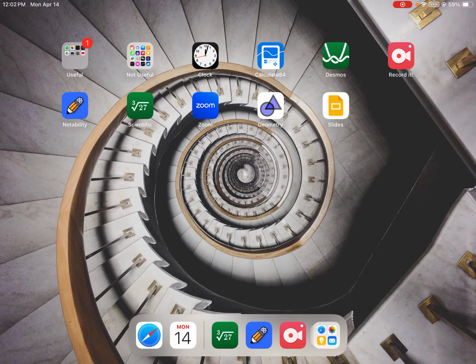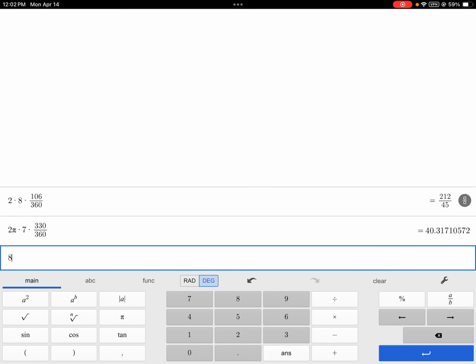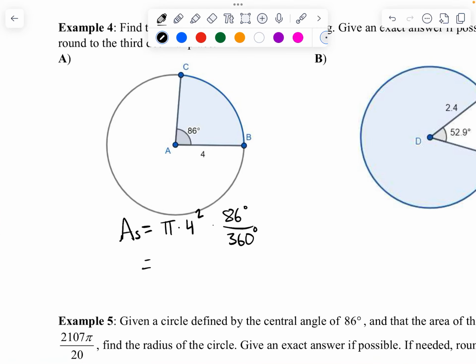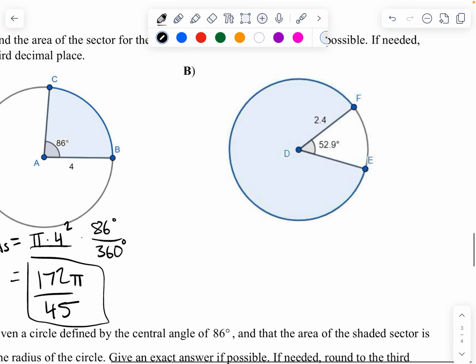So I'm going to go back and I'm going to say, okay, we have 86 of the 360. We're timesing that by 4 squared, or in other words, 16. And we get 172 over 45. Now we had a pi in there to begin with, right? Technically that's over 1, which means it should be in the numerator, so 172 pi over 45 is our final answer. Now again, if you want the decimal, just plug it in as it is.